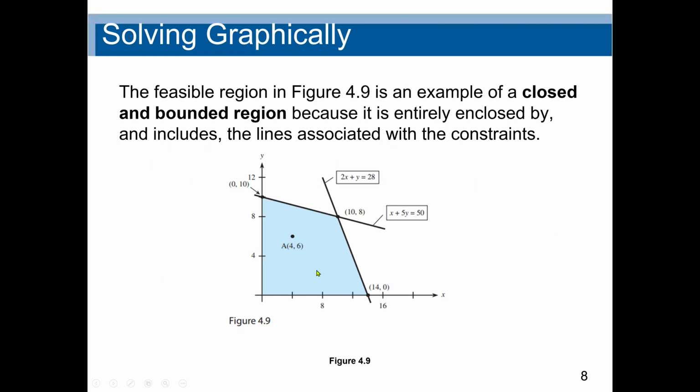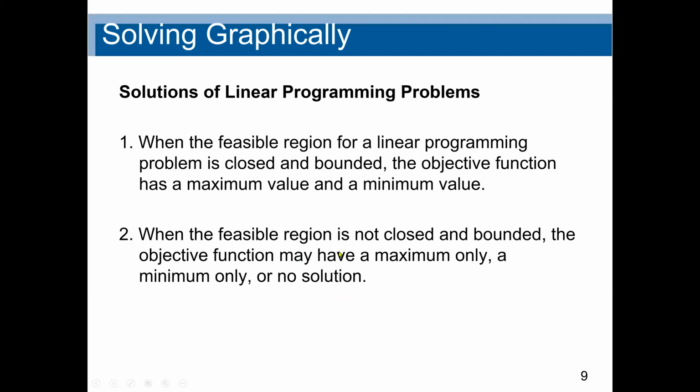So when the region is closed and bounded, as here, we can get both the optimal minimum and maximum. But when it's not closed and bounded, then we may find only the maximum, only the minimum, or neither of them. We can only find both a maximum and a minimum if the feasible region is closed and bounded.